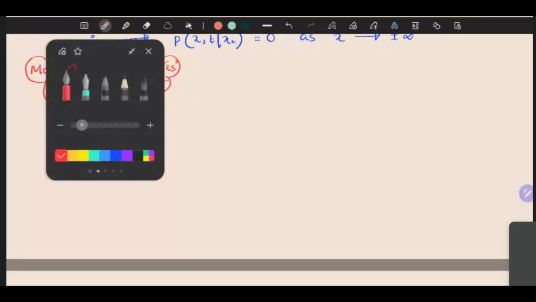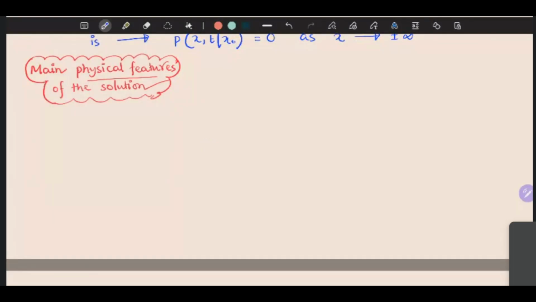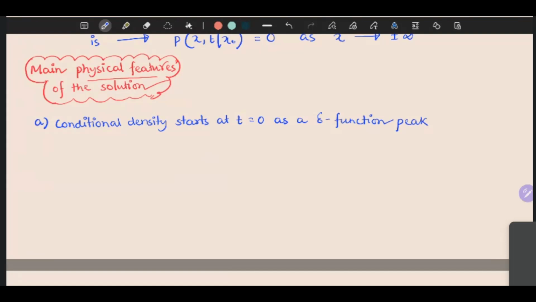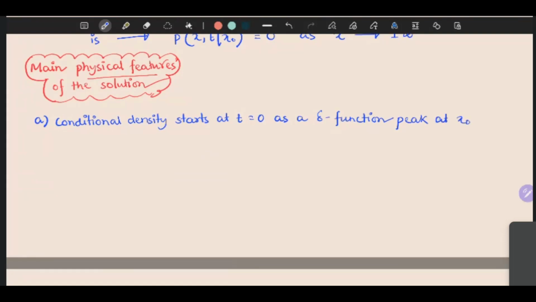Okay. So first thing first, the conditional density starts at t is equal to 0 as a delta function peak at x naught and widens and widens as t increases.